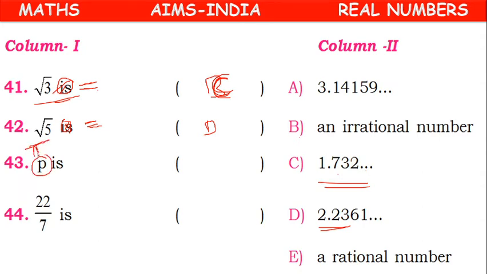So pi. Make it pi, children. What is pi? Pi is an irrational number. Option B. 22 by 7 is a rational number. Okay, children, if they gave "is", there will be one answer. If they gave "equal to", another answer will come.